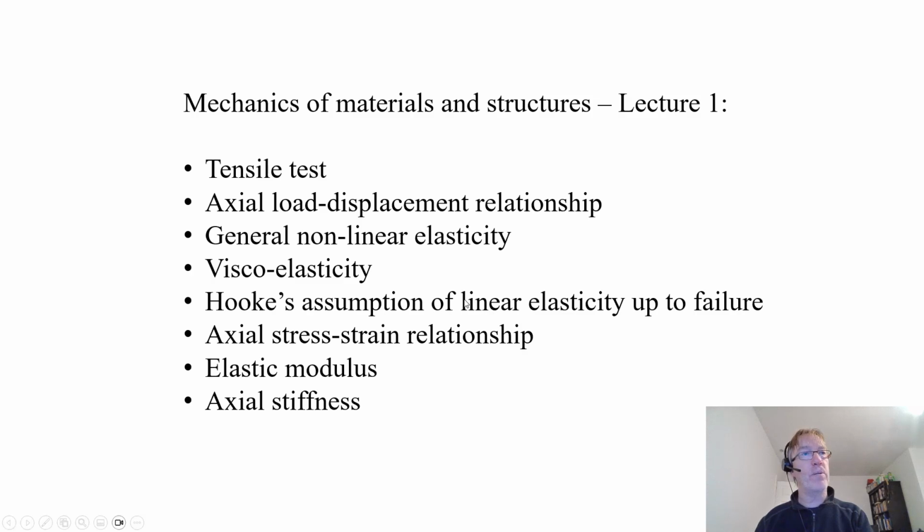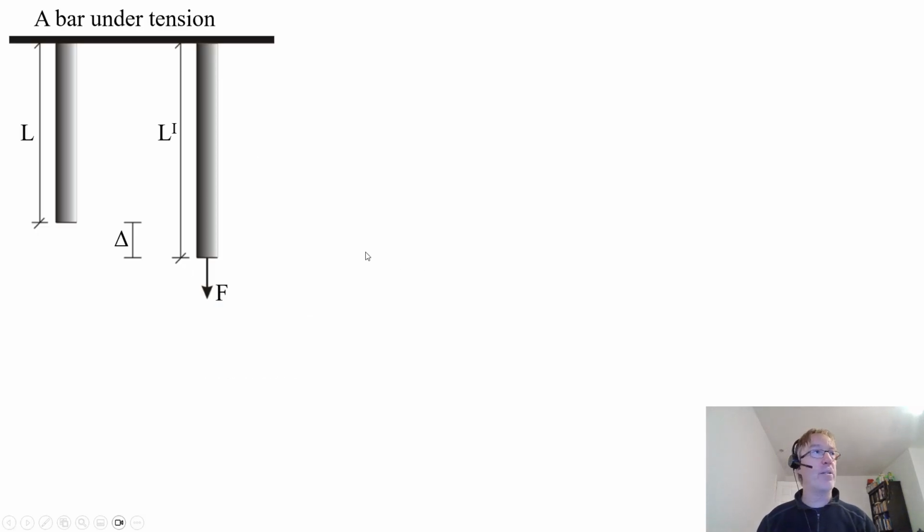So let's go to our first example. Say we've got a bar, and the bar has a length L. If we apply a force F at the end of the bar, it should then deform or elongate, and the new length is called Li. That deformation or elongation we'll refer to as delta.